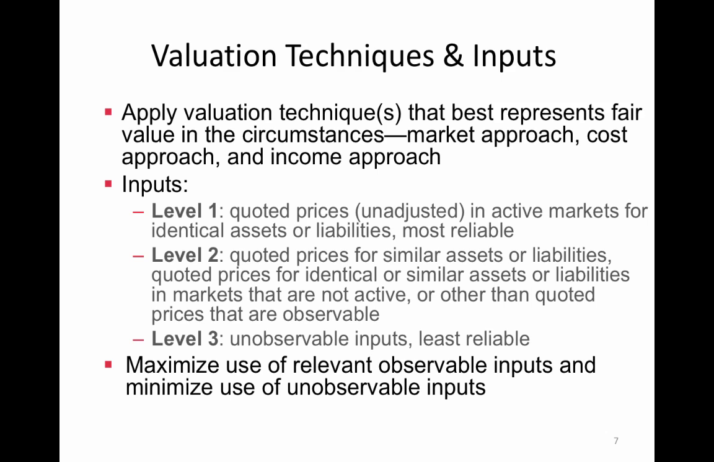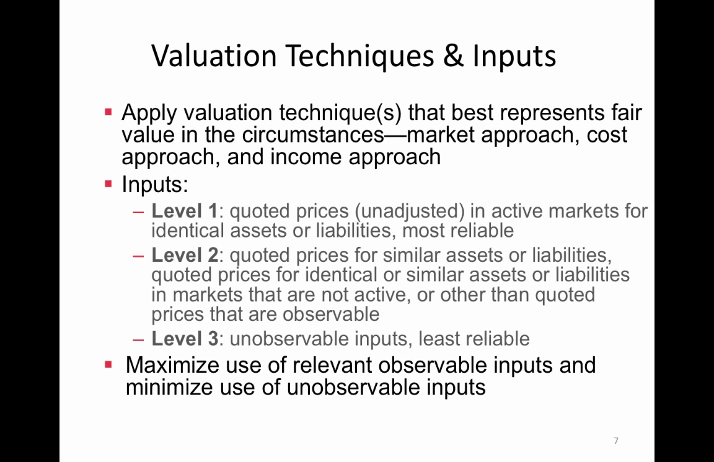Level 2, if there are no level 1 inputs for establishing fair value for a particular asset or liability. Level 2 inputs are also observable because they're quoted prices, but not for the identical asset or liability, for one that's similar to the one that you're measuring. Or it's a quoted price for the exact same asset or liabilities in a market that's not active. Or something other than a quoted price on a market, but that is still observable and verifiable by someone outside of the government.